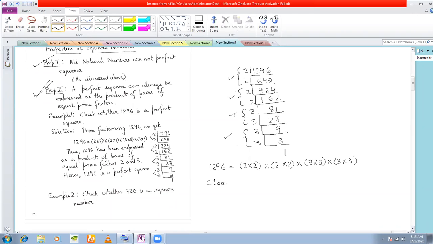Clearly, one thing I have not done in the note, which you must also remember, is that 2 into 2 can be written as 2 square. This can be written as 2 square. This can be written as 3 square. This can be written as 3 square.